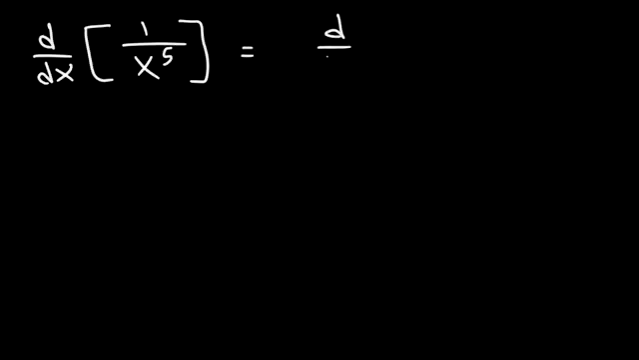Now, what about the derivative of a rational function, like this one? What is the derivative of 1 divided by x raised to the 5th power? So once again, we need to rewrite it before we could use the power rule. So what we're going to do is take the x variable and move it to the top. And as you do so, the exponent will change sign. It's going to flip from positive 5 to negative 5.